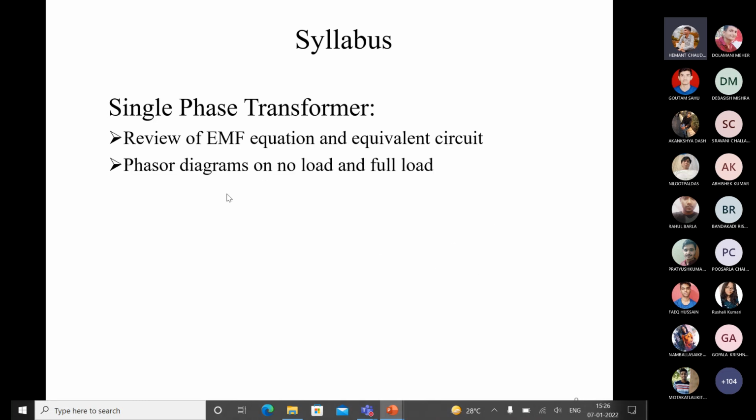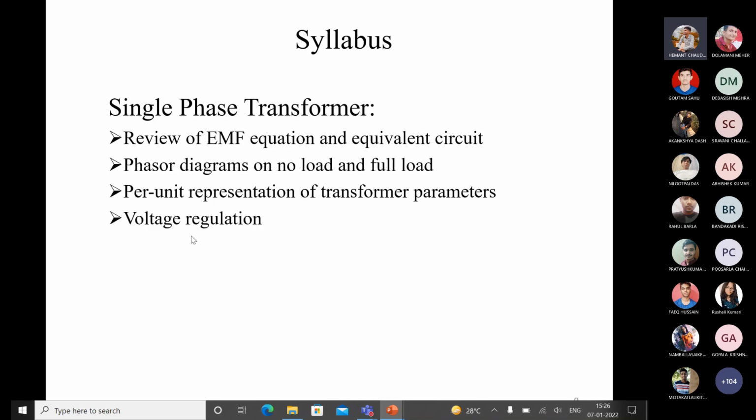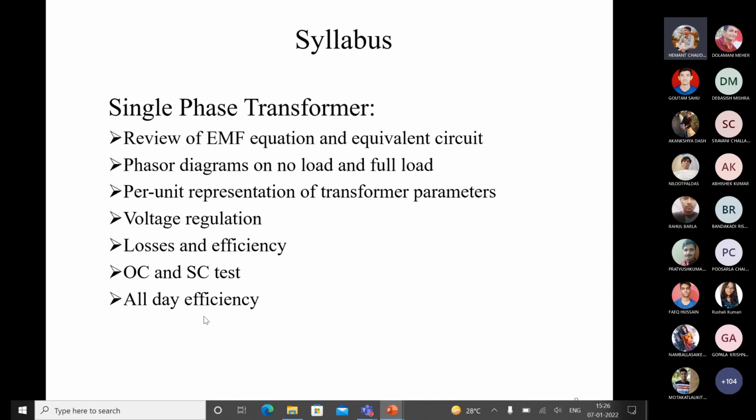Next we have phasor diagrams on no load and full load. This also you have learned in basic electrical theory course. Then per unit representation of transformer parameters, this is a new topic. Voltage regulation, this also was there. Losses and efficiency also was there. OC test and SC test was there. All day efficiency, this is a new topic.